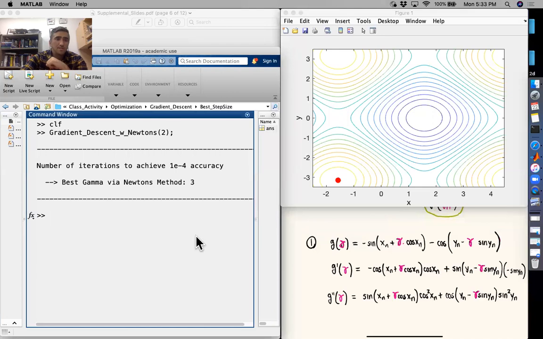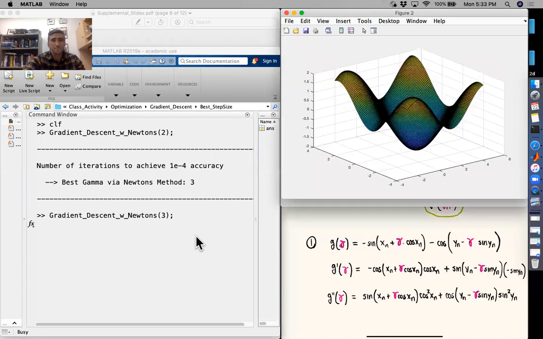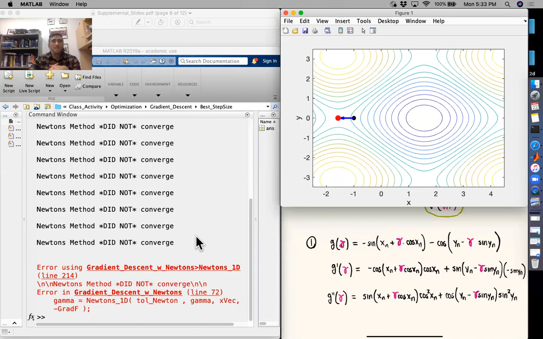The other part of this is that what can happen with Newton's method sometimes is it just might not converge. So for example, here's another case. Our Newton's method actually heads towards a saddle point and just doesn't converge, as our gradient descent is moving towards a saddle point. So again, this is another kind of finicky aspect of Newton's method.